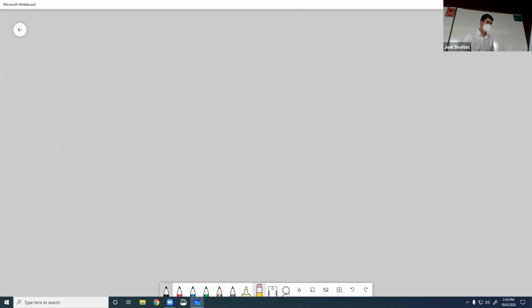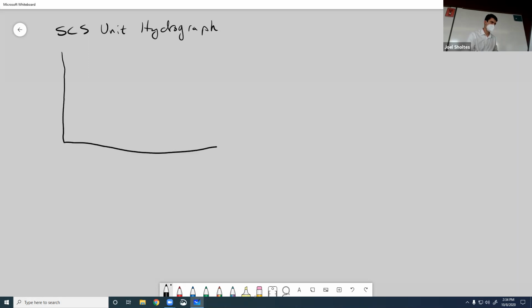All right, so let's look at an actual method for how we might do this. And this is a method not based on data, but based on some simple relationships. It's called the SCS, Soil Conservation Service, Unit Hydrograph. And it's a real simple, kind of the most simple we could do, which is, I'm just really bad at drawing straight lines, I'm not gonna lie, a triangle. So the triangle comes up and it goes down.